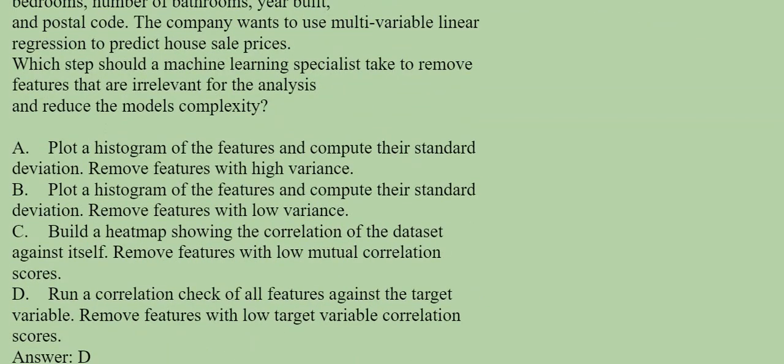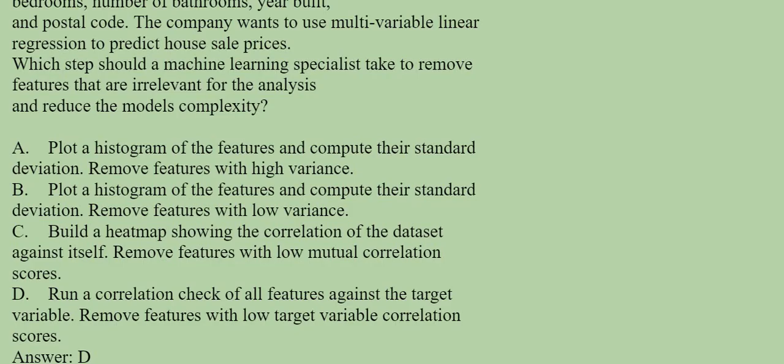Option A. Plot a histogram of the features and compute their standard deviation. Remove features with high variance. Option B. Plot a histogram of the features and compute their standard deviation. Remove features with low variance. Option C. Build a heat map showing the correlation of the dataset against itself. Remove features with low manual correlation scores.